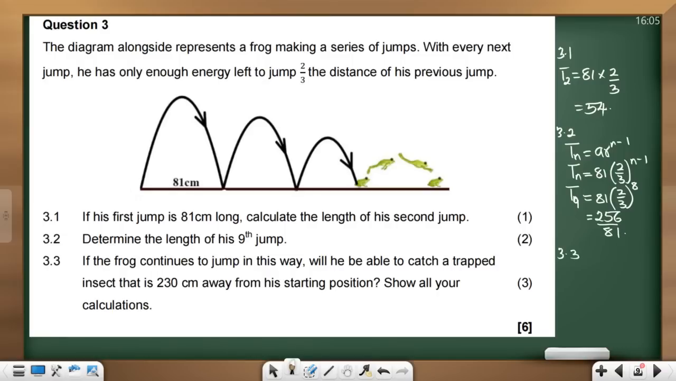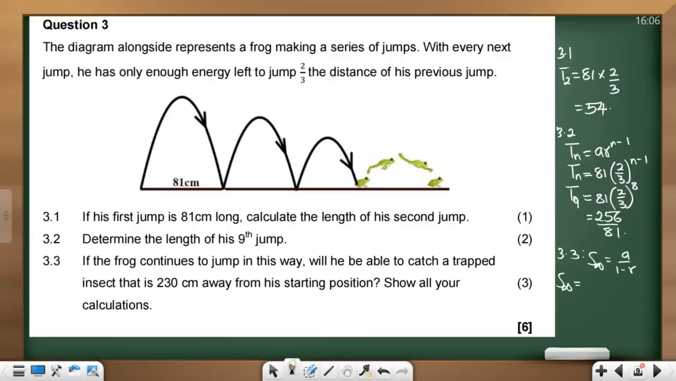If he continues to jump in this way, will he be able to catch a trapped insect that is 230 centimeters away from his starting point? Show all your calculations. He continues to jump. The question is, how far can he jump? What is the infinite jump or distance? Sum to infinity: a over 1 minus r.